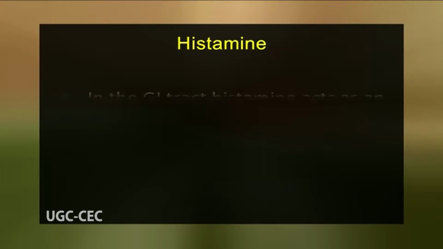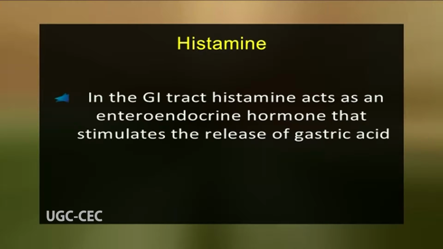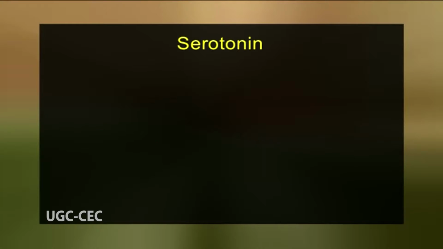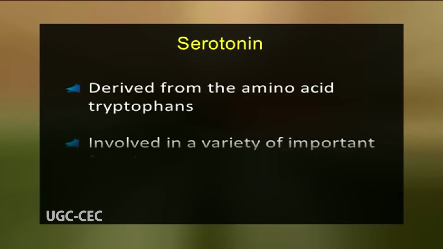In the GI tract, histamine acts as an enteroendocrine hormone that stimulates the release of gastric acid. As a neurotransmitter, histamine release from the hypothalamus increases wakefulness and prevents sleep. Serotonin. Serotonin is derived from the amino acid tryptophan. Serotonin is involved in a variety of important functions.